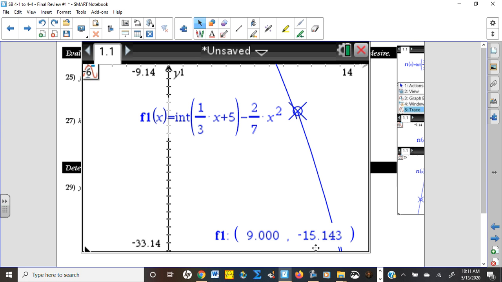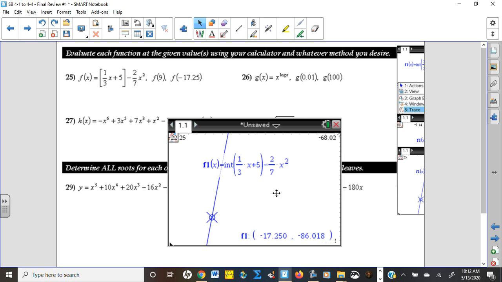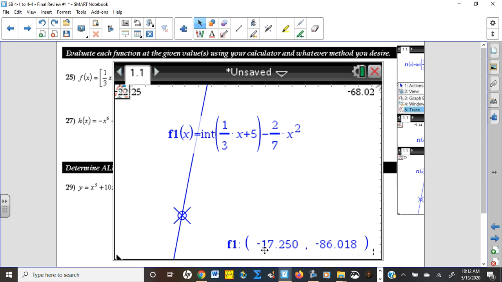0.143, and then the other one, you wouldn't even have to change screens. You're already in trace mode, so you could just re-enter a new number, which is negative 17.25, and you get negative 86.018.